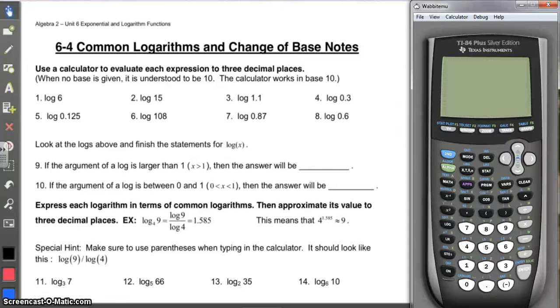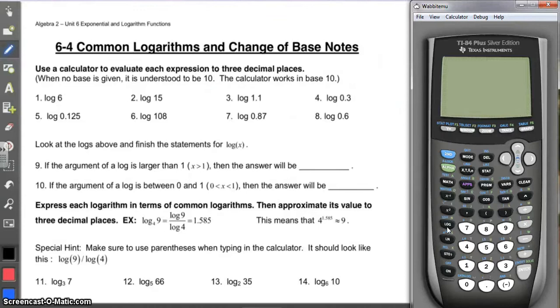Today we'll be working on lesson 6.4, which is common logarithms and change of base. Every time you say common logarithm, it means it's the logarithm that you're used to seeing. They're common because even on the calculator, the only log that will show on your calculator, which is next to the 7, is the common logarithm.